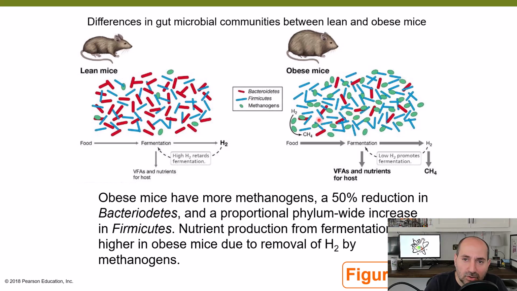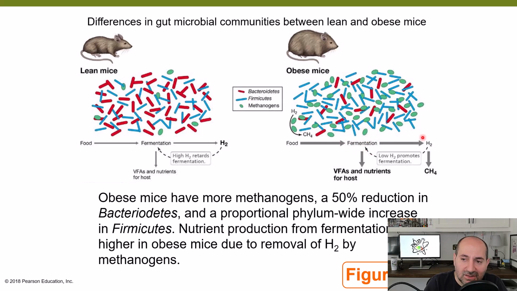So how does that affect the obese mouse? In this case, the mouse ingests food. There's fermentation that occurs in the gut. This produces volatile fatty acids and nutrients, which the host, the mouse, can absorb for fat storage. Now, remember, normally this also produces high levels of hydrogen gas, which can then turn off fermentation. However, these methanogens that are present are actually converting that hydrogen gas to methane. And this lessens the amount of hydrogen gas, so we cannot shut off fermentation.